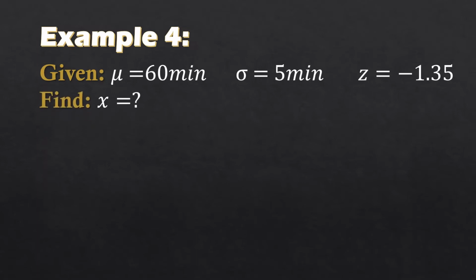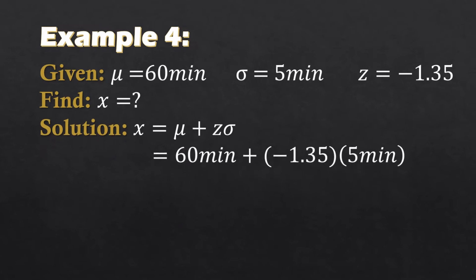So the x. For the solution, again, we have x equals mu plus z times standard deviation. So let's substitute 60 minutes for the mu, or the mean, plus negative 1.35, which is the z-score, times 5 minutes, the standard deviation. We have here a negative sign for our z-score, so do not forget to input it, because a negative multiplied by a positive results in a negative value.